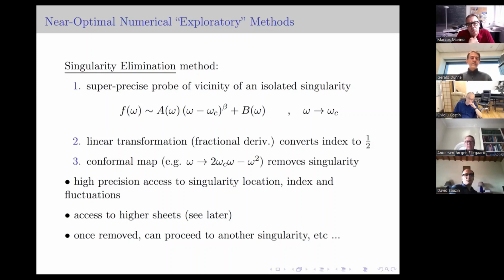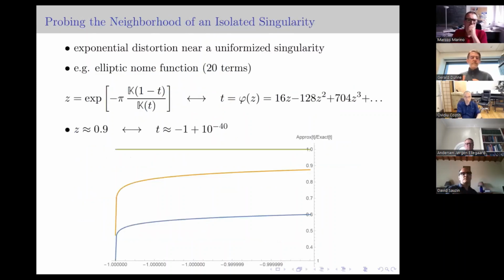So this gives you very high precision access to the location of the singularity, the index or exponent, and also the fluctuations. It also enables access to higher sheets, which I'll come back to later. And once you've removed that singularity, you can actually then move on to the next one and the next one. And depending how much information you have to start with, you can proceed to learn a lot about the structure in the Borel plane. So let me just show you the sort of almost ridiculous precision of this type of behavior. Suppose you have just one isolated singularity. There's an exponential distortion introduced by the uniformizing map.